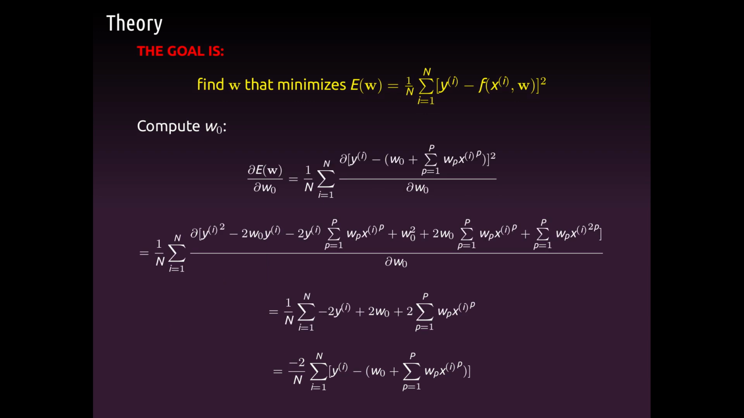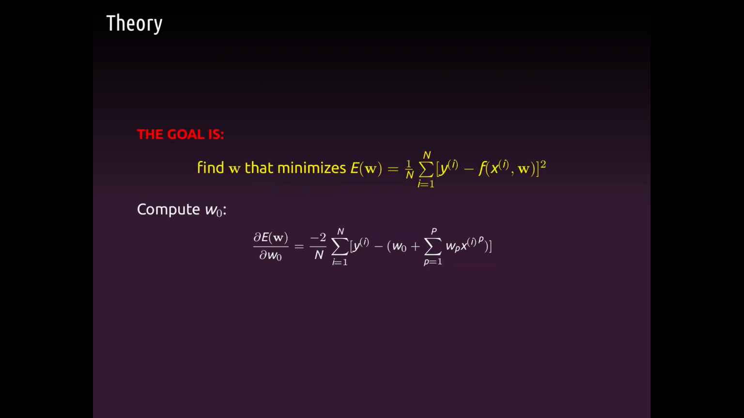Again, we will try to simplify the equation by sending minus 2 outside the sigma. So it will be minus 2 divided by n multiplied by the sigma of y super i minus w0 plus the sigma of wp x super i to the power of p. So now we obtain the first derivative corresponding to the first coefficient term w0, which is equal to this term.